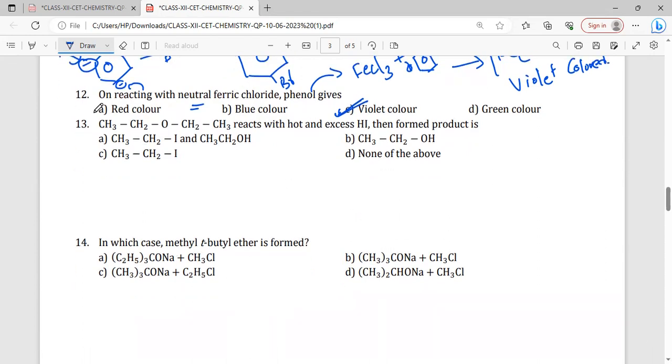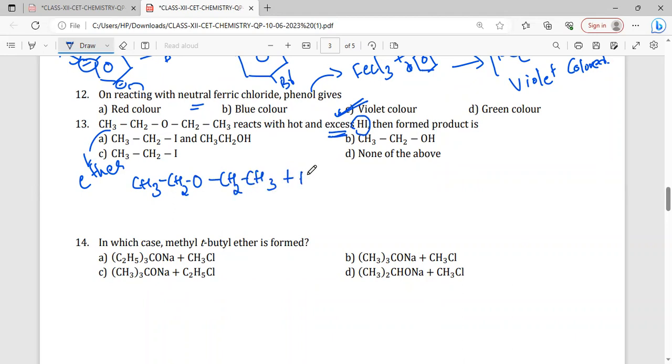Coming to question number 13. CH3CH2OCH2CH3. What is it? It's an ether. Ether reacts with hot and excess hydrogen iodide, then forms product X. They have mentioned excess. Okay, so this is a reaction of ether. What happens when I add hydrogen iodide to ether?